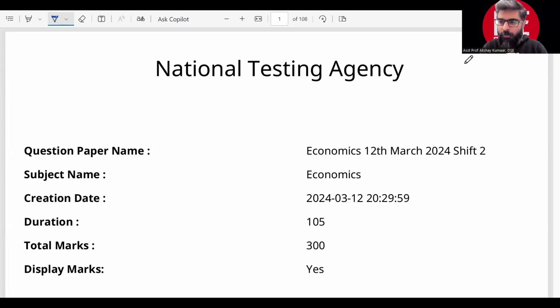Okay, I hope I'm audible to all my students who are attending this particular lecture for the PG Economics CUET entrance. In this lecture, I'm going to continue with the discussion of the 2024 question paper, which has come up for the PG Economics CUET entrance, which all students can currently see on your screens.